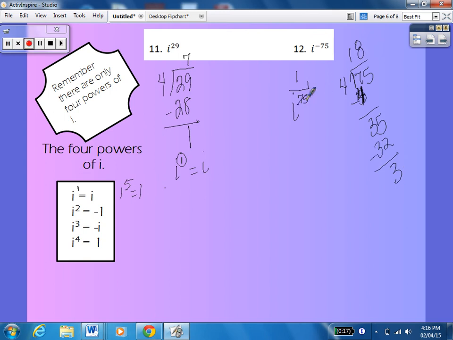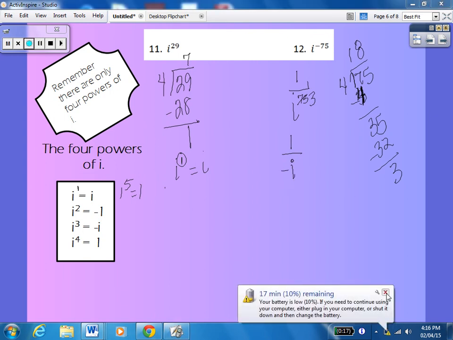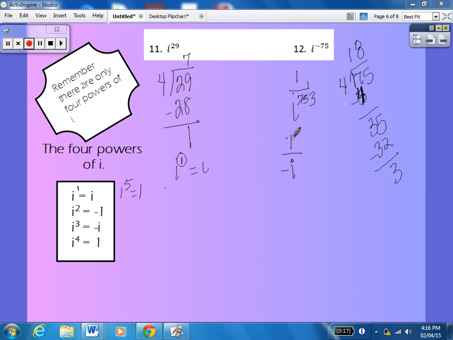So when we have a remainder of 3, that gives us i cubed. So we have 1 over i cubed. And i cubed equals negative i. Last thing is, our denominator's still unhappy, so we've got to kick that i out. So just like before, we're going to rationalize this denominator. We're going to multiply it times i over i. 1 times i is i. Negative i times positive i is negative i squared. i squared is negative 1, so that makes it a positive 1. So i divided by 1 is i. And there you have your second answer.